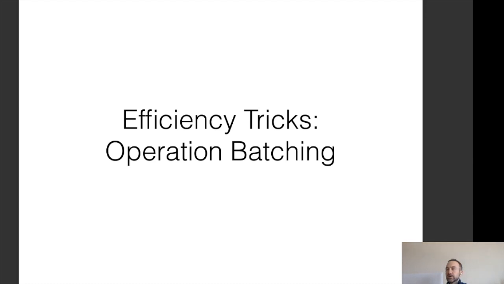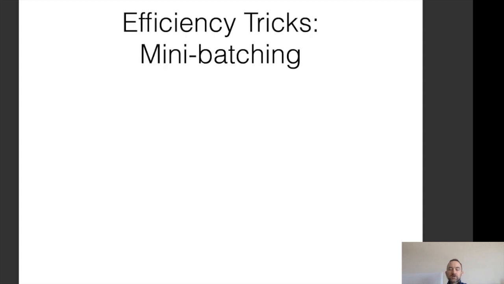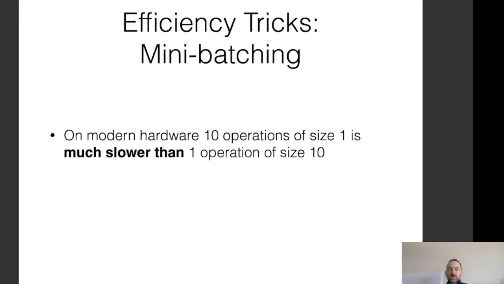So a final thing that would be good to talk about is operation batching. This is also absolutely essential to efficiently training neural networks. Mini-batching basically consists of calculating multiple examples in a single pass through your neural network. So instead of calculating a single sentence, you would calculate multiple sentences. The reason this is good for efficiency in particular is that on modern hardware, 10 operations of size 1, like if you wrote a for loop over a whole bunch of operations, is much slower than one operation of size 10. Like adding together 10 times 2 scalar values is much slower than adding together 2 vectors of size 10.